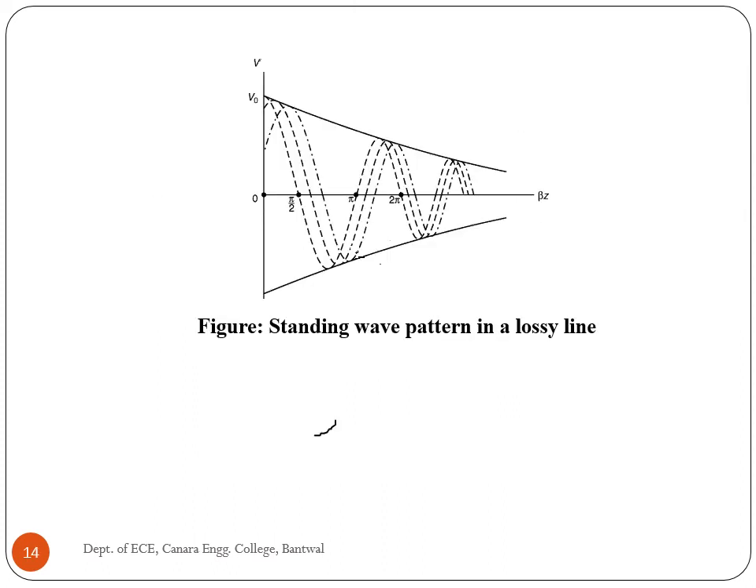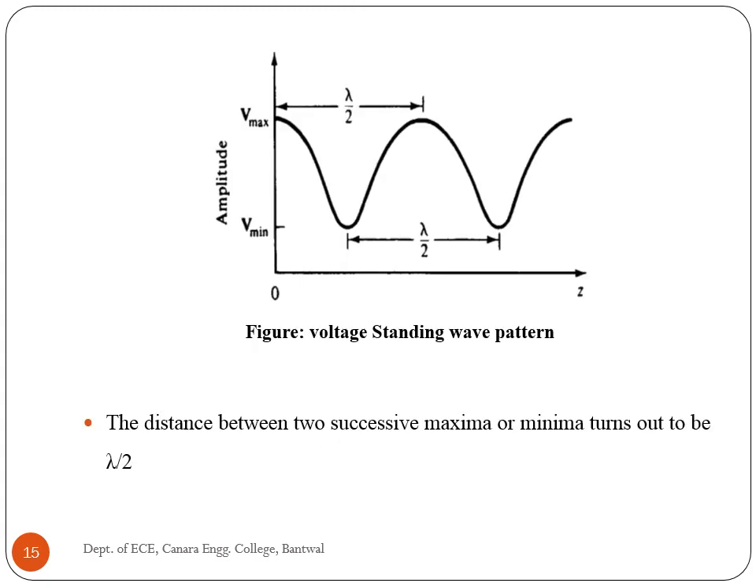For a lossy line, alpha is not equal to 0, ZL is not equal to Z0, and the line is imperfectly terminated. Since the line is lossy, Vmax and Vminimum are not constant. If the line happens to be lossless, alpha equal to 0, then Vmax and Vminimum would have been constant through the length of the line.